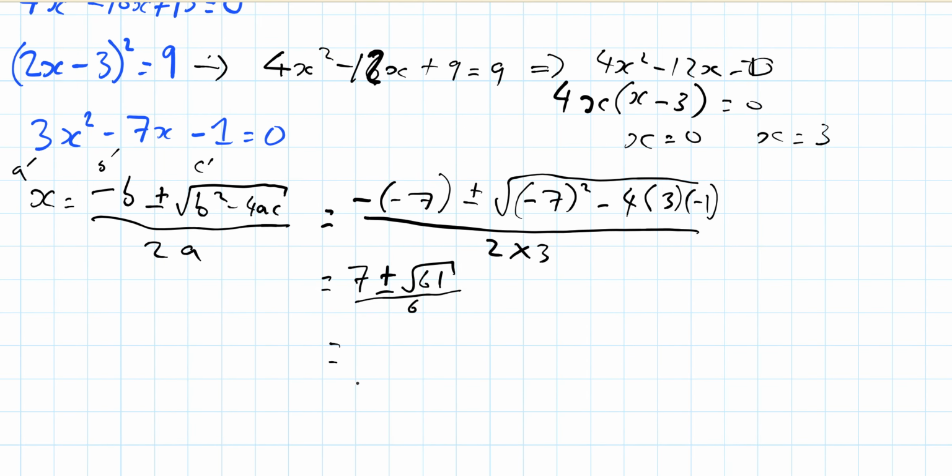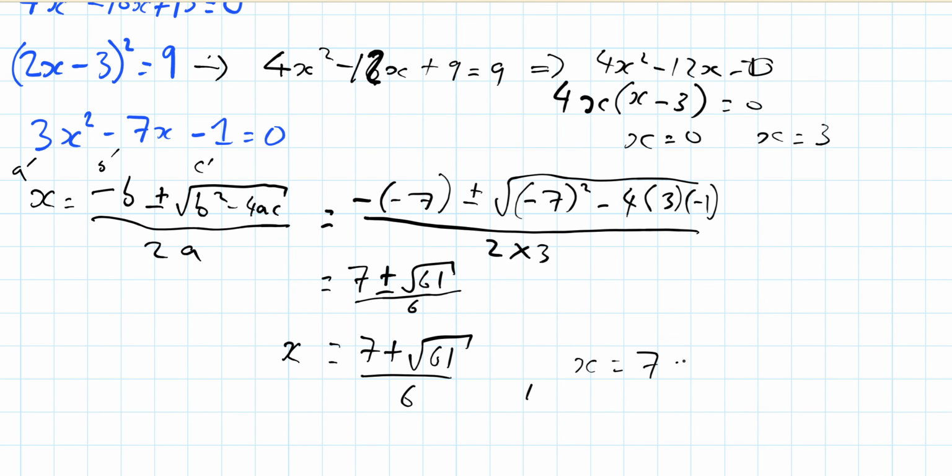So that will give me 7 plus or minus square root, do the inside, 61, over 6. And then from there, just take the pluses out. x can equal 7 plus square root 61 over 6, or x can equal 7 minus square root 61 over 6. And then if they tell you to give it to 3 significant figures, punch that into your calculator, and then you could tap the equal button twice to get the two answers. That's it for this video.